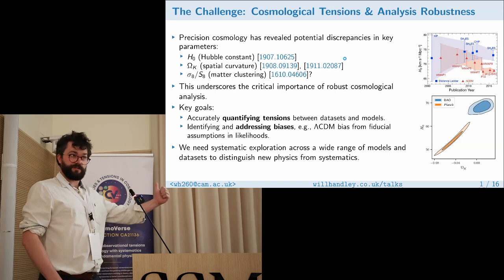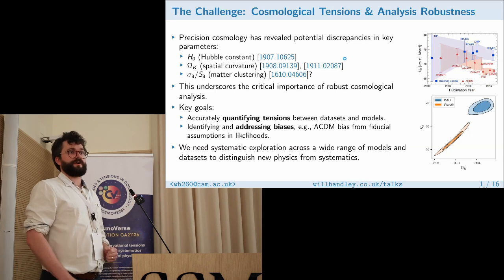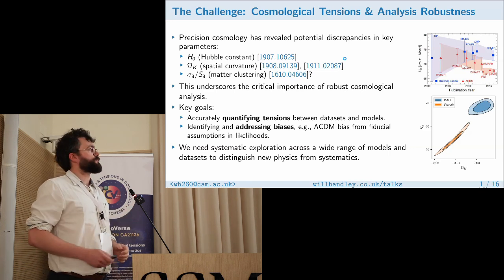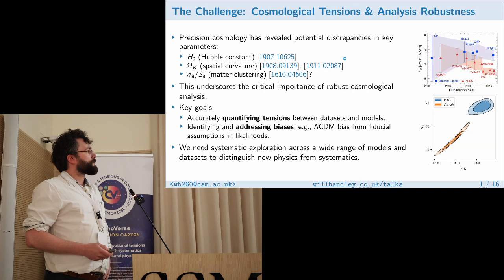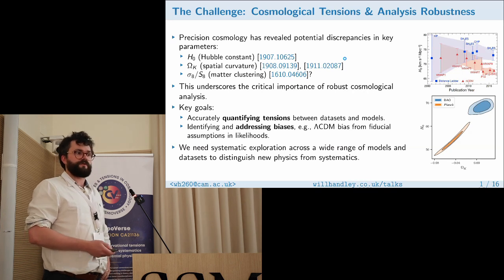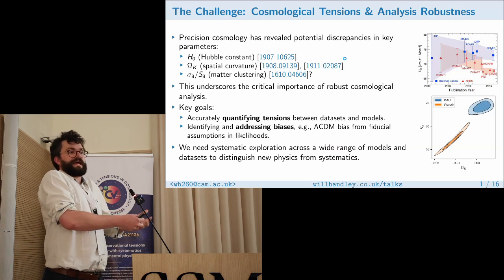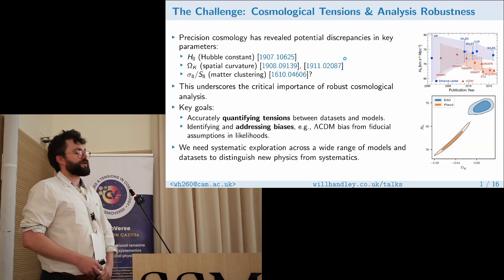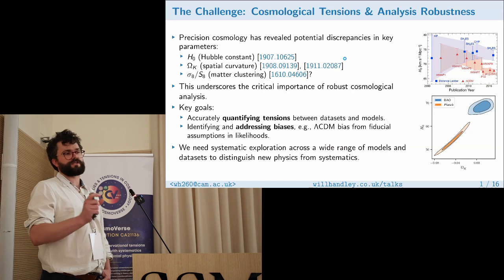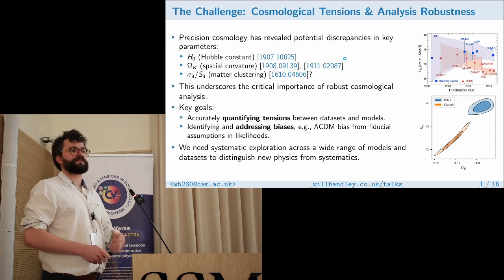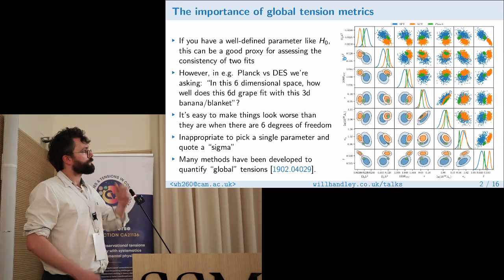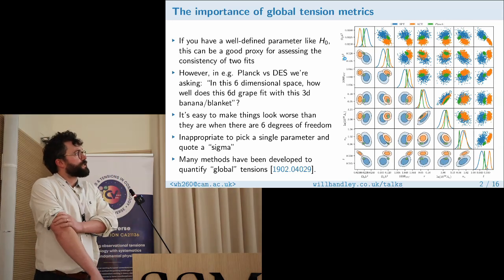So either the data is wrong or the model is wrong, and understanding those differences is key to working that through. Ideally you do this systematically, where you look for any tensions that might exist, because we've been trying to fix the H0 tension in lambda CDM for a very long time, but it could be that if you look at patterns across different models or different data sets, it reveals an underlying systematic that's there. So I'm going to talk briefly about global tension metrics.